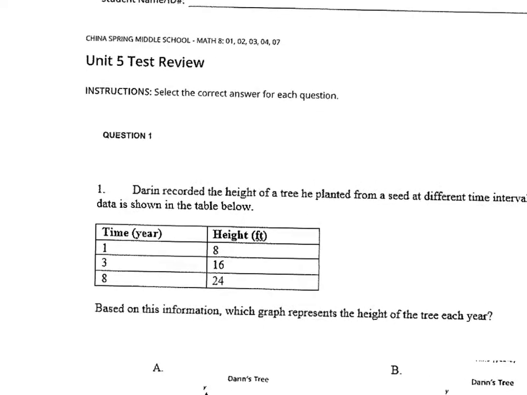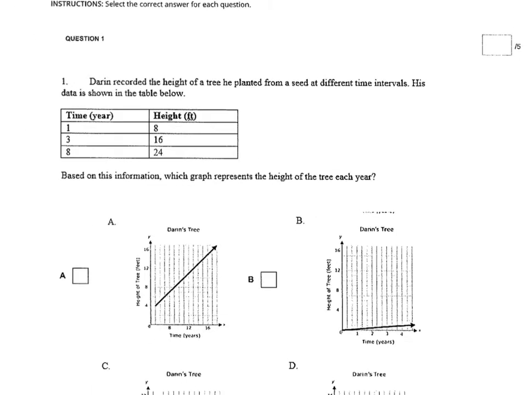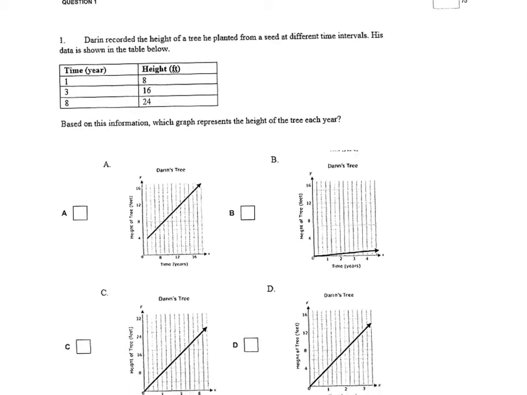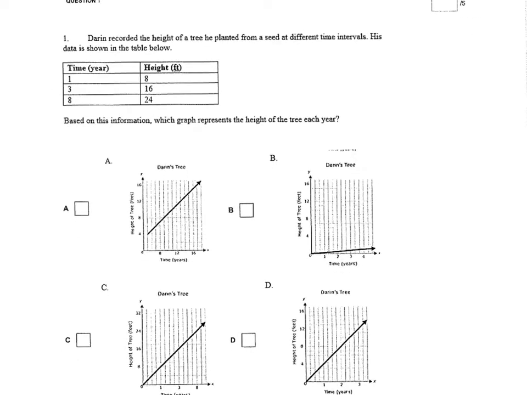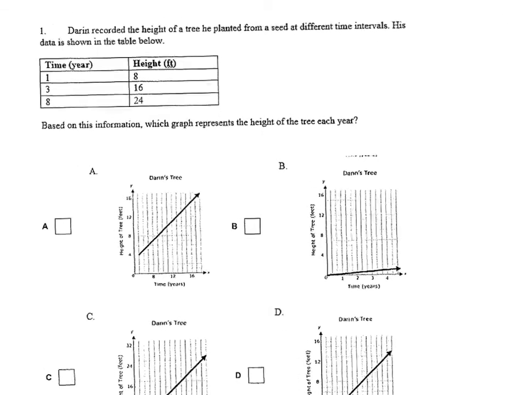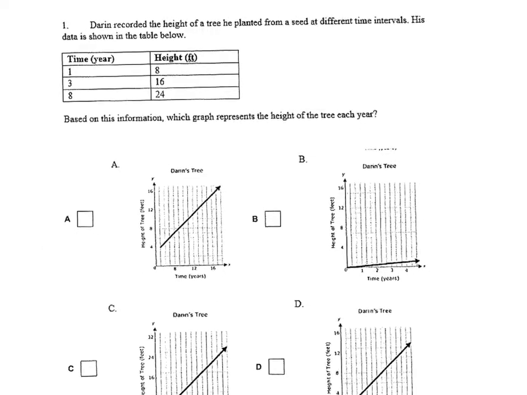Okay, Unit 5 test review. So question 1, Darren recorded the height of a tree he planted. They give us a table. Based on this information, which graph represents the height of the tree each year? So usually when we see a table, we're finding the slope of it. On this one, we're actually just going to match which one goes with the table.